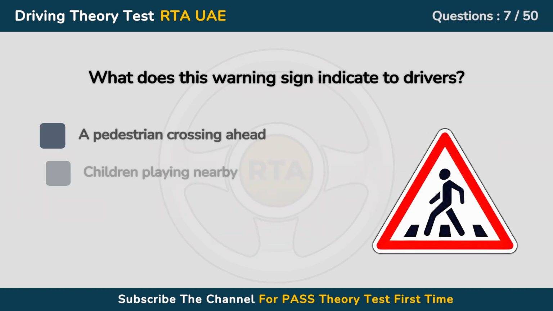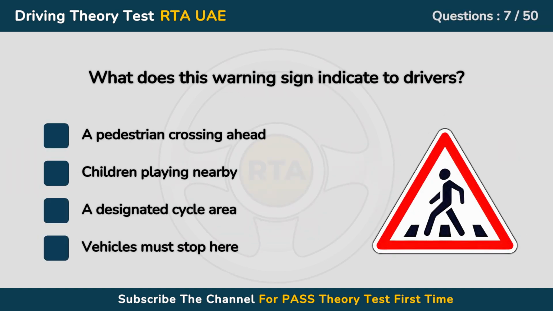Question 7. What does this warning sign indicate to drivers? A. A pedestrian crossing ahead. B. Children playing nearby. C. A cycle area. D. Vehicles must stop here.